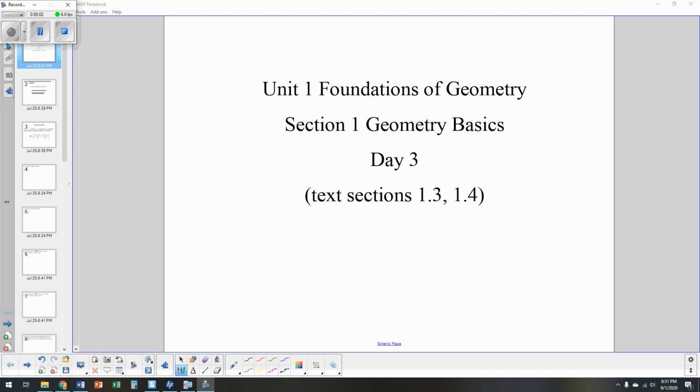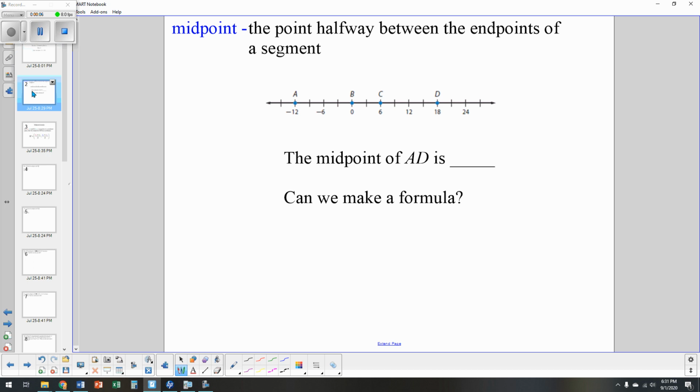This lesson is for day 3 of section 1, Geometry Basics. So we're going to start out by talking about a midpoint. We talked about things that bisect, right? And bisect means to cut exactly into two equal or congruent pieces. So the midpoint is what bisects a segment. It is the point halfway between the endpoints of a segment.